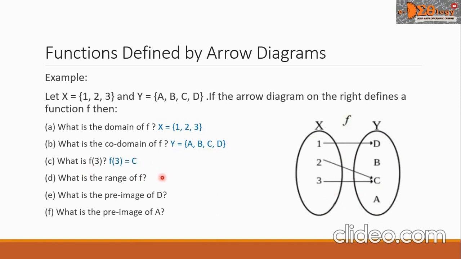Let's have question D. What is the range of f? The range is the set C, D. Question E. What is the pre-image of D? The D is here. The pre-image is 1. Question F. What is the pre-image of A? The A is here, so A has no pre-image.